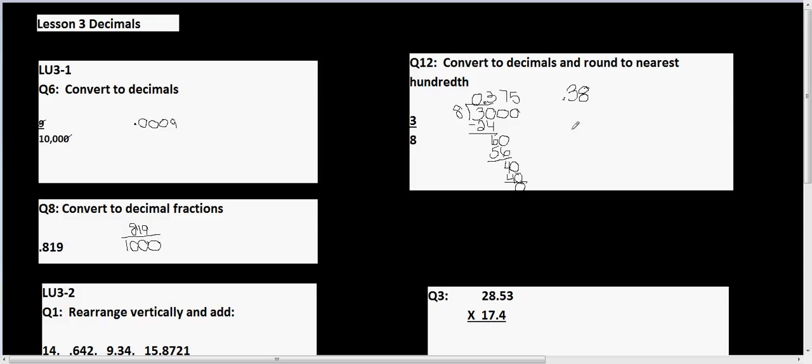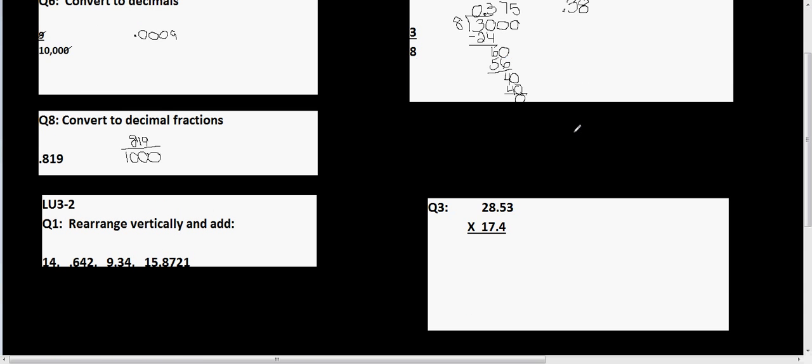Okay, how'd you do with that? Let's move on and take a look at rearranging decimal numbers and adding them up. It's very important that you get the columns correct. So our first number is 14.000. The next number, line those decimals up, 642. Our next number is 9.34. Again, we have to line up those decimals, very important, and then all the other columns.